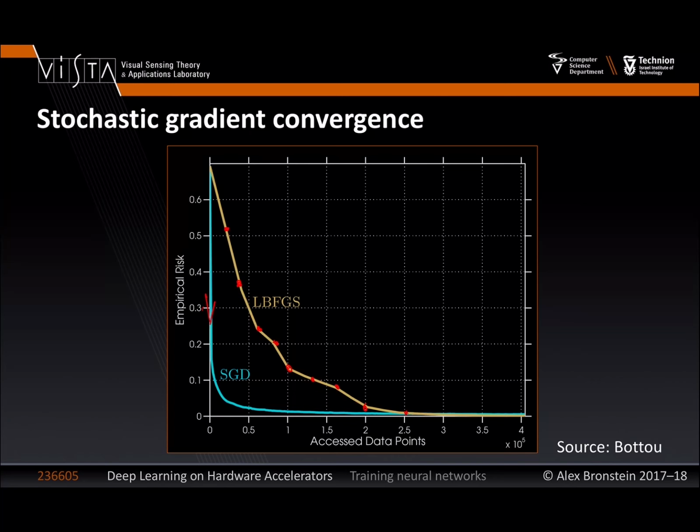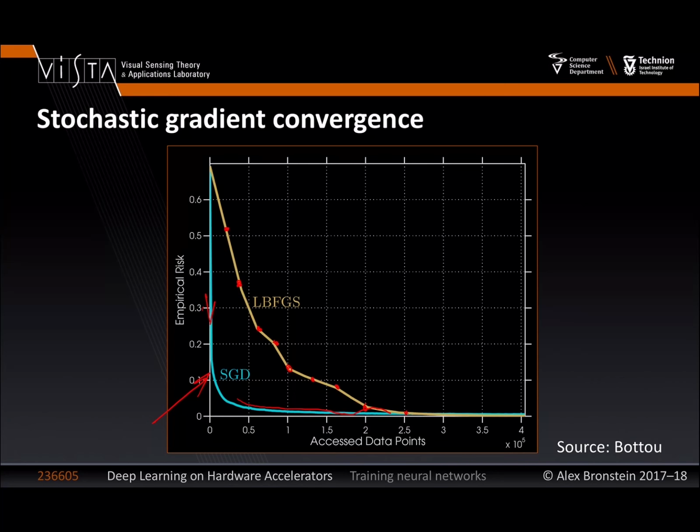It has two very prominent features. First of all, it converges very fast in the beginning. Very fast, much faster than LBFGS, which is probably the fastest of large-scale batch methods. And then it takes a lot of time to improve, and then it stalls and doesn't make any progress.